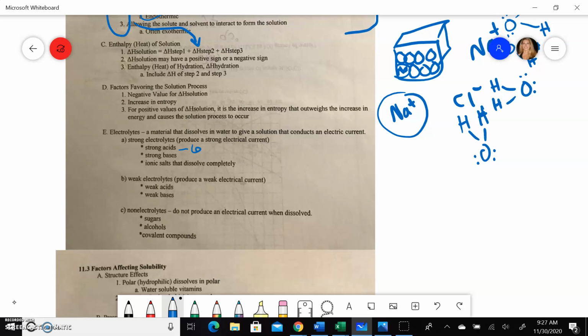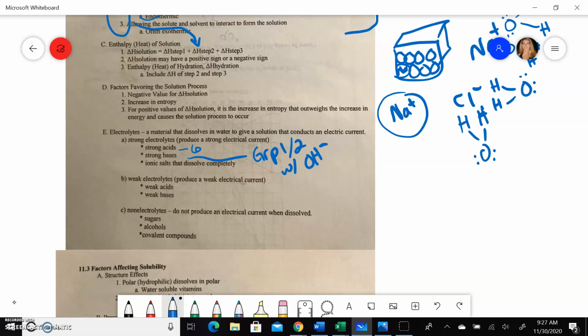And same thing with strong bases. Strong bases are going to be things in group 1 and 2 with hydroxide. So like sodium hydroxide, potassium hydroxide, calcium hydroxide, we consider those to be strong bases. Anything in the first 2 columns bonded to hydroxide. And again, what makes them strong is that they actually break apart almost completely.